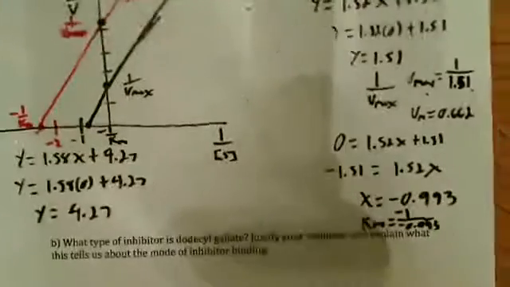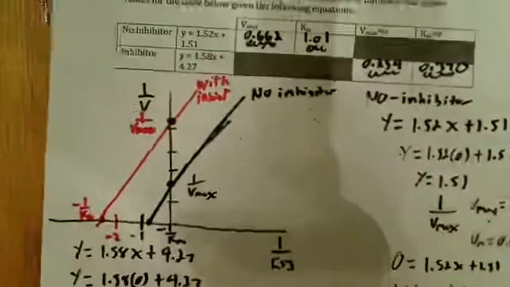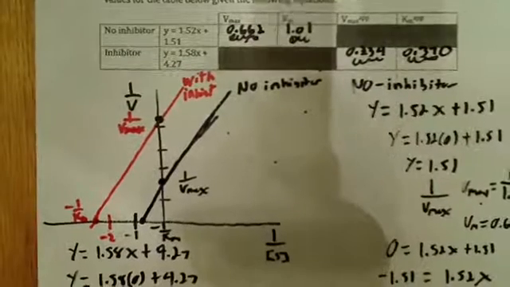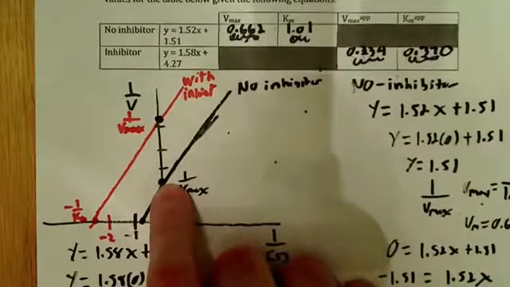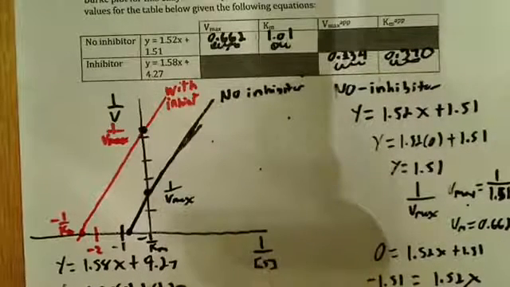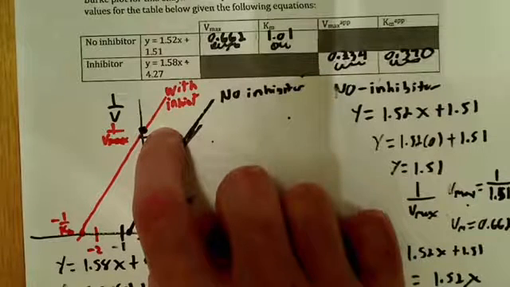Now, the next part of the question, if I have enough time to finish it, says, what type of inhibitor is dodecyl gallate? Justify your response and explain what this tells us about the mode of inhibitor binding. Okay, well, let's look at it. From this graph, we know one thing. It's not competitive inhibition. And why? Because they don't have the same Vmax. In order for this to be competitive, they have to have the same Vmax, right? It actually has a smaller Vmax here with the inhibitor.